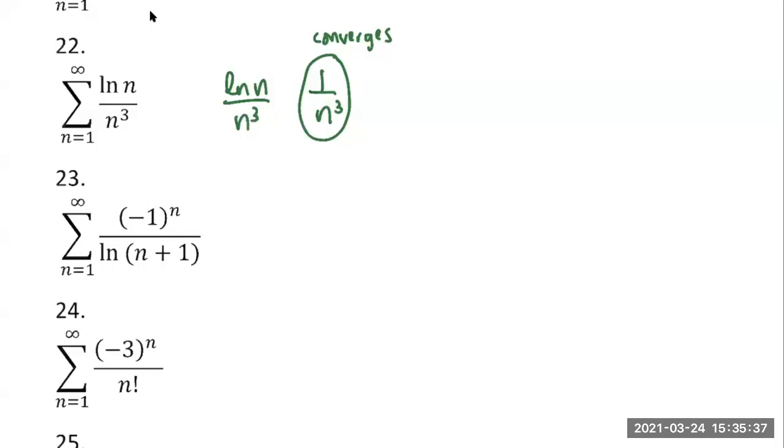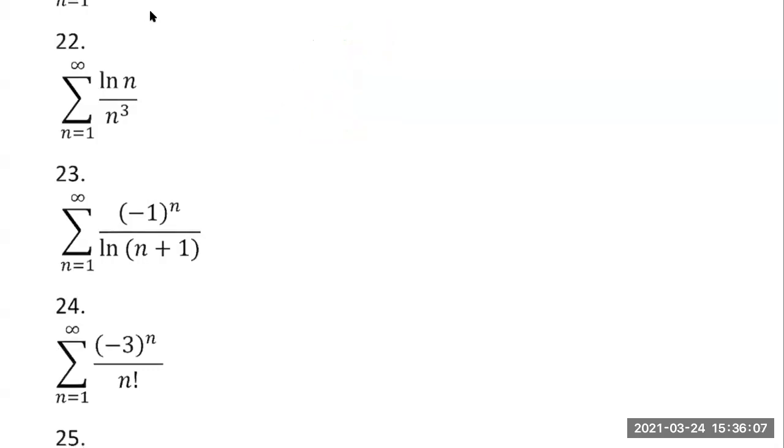I cannot say that 1 over n cubed is bigger than ln of n over n cubed. The reason being, 1 is not bigger than ln of n. Does that make sense? This comparison doesn't work because of that. So the comparison is made instead with something that, if I want to show that it converges, has to be above, and we have to show that that inequality is true.